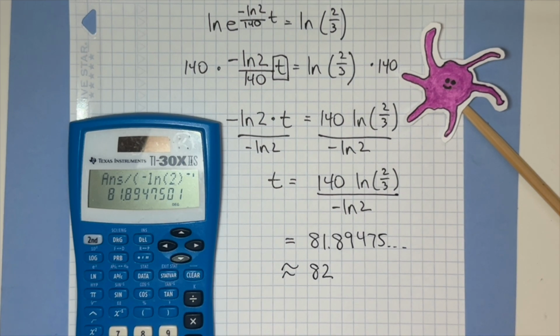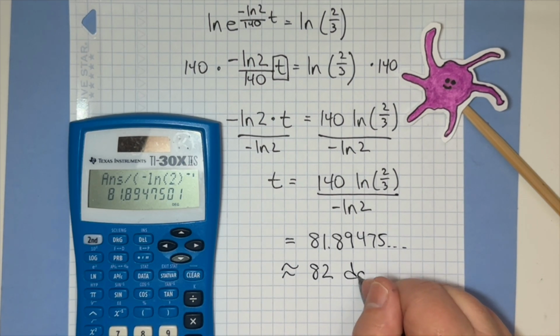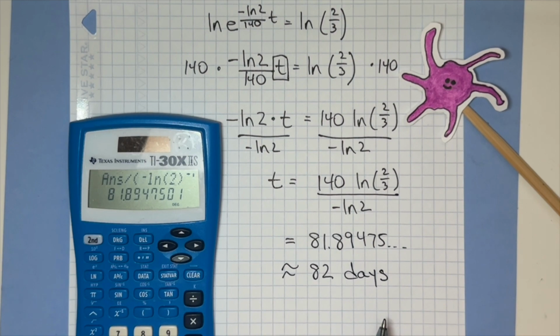We have to remember what we're measuring in. We're measuring in days. So 82 days, not quite a full half-life of 140, before it goes from 300 milligrams to 200 milligrams.